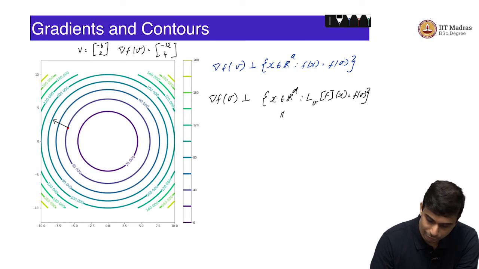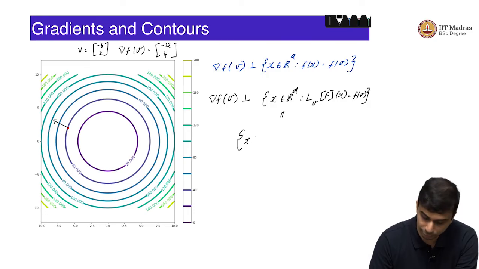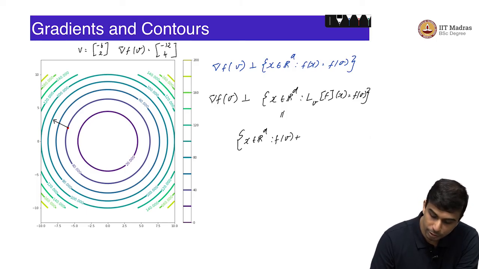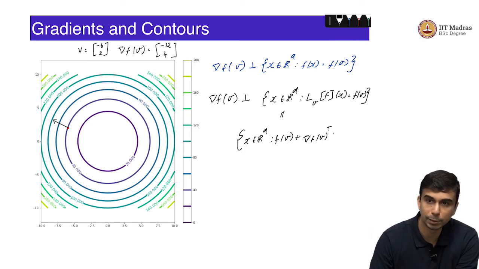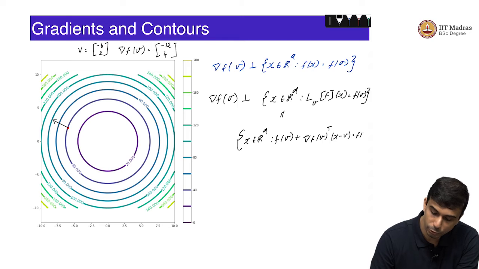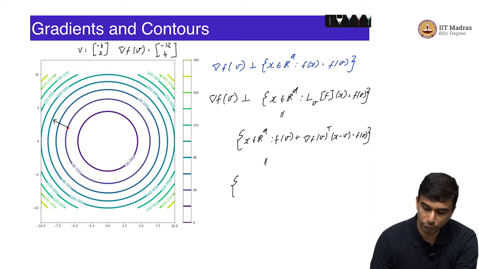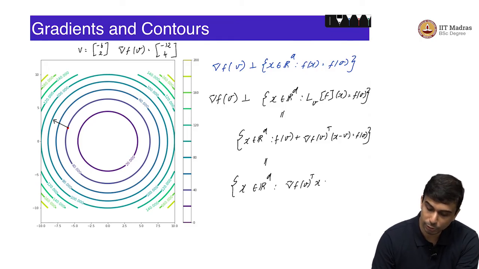What is that? Well, we will evaluate this set. This set is simply the set of x in R^d such that f of V plus grad f of V transpose (x minus V) is equal to f of V. We will do some term moving around, and we get that this is the set of x in R^d such that grad f of V transpose x is equal to grad f of V transpose V.